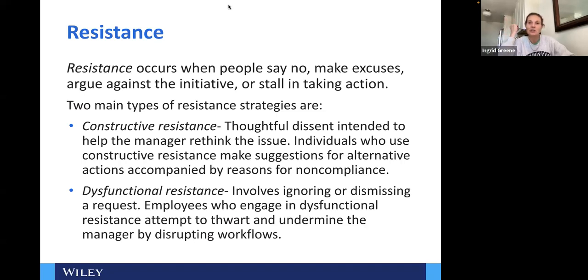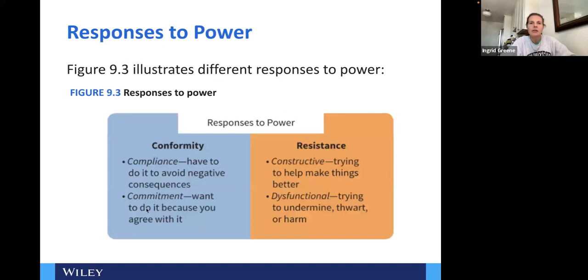But then there can also be dysfunctional resistance, and this doesn't feel very good. This is when they just ignore it or dismiss the request, or thwart the idea. So this is not very proactive, right? So we want to make sure we're building a team where if there is resistance, then it's constructive. So the next slide talks about the responses to power here, where they conform, they either comply or they commit because they have a commitment, or they resist either constructively or dysfunctionally.